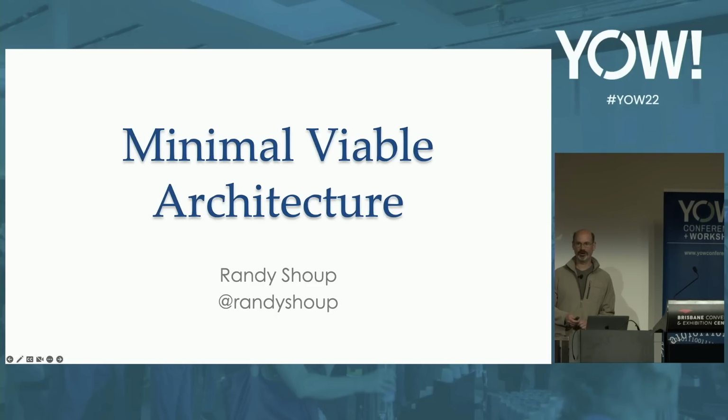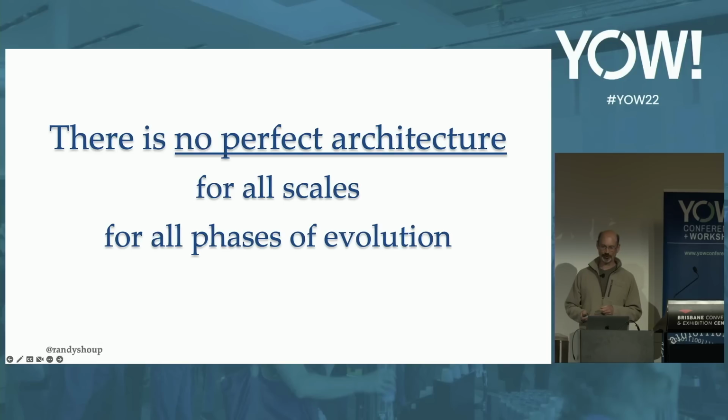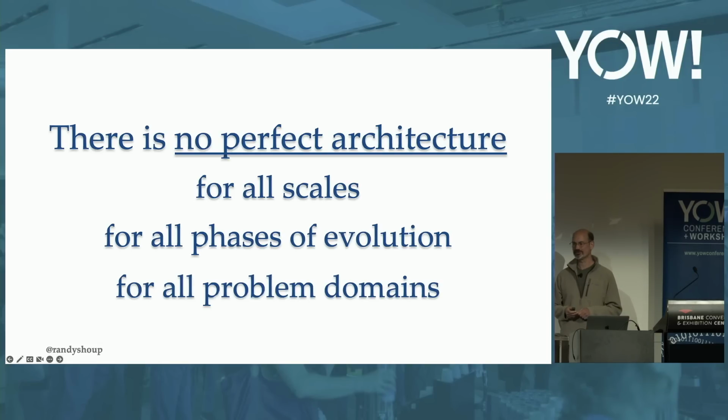All right, so I'm Randy Shoup, and I want to talk to you today about minimal viable architecture. Thematically, it's very similar to the talk in this room just a moment ago: there's really no one perfect architecture for all scales, for all phases of evolution, and for all problem domains. This is pretty obvious, but I think sometimes we have a little bit of envy of other people's architectures and think that we should do them when we should really be solving our own problems.